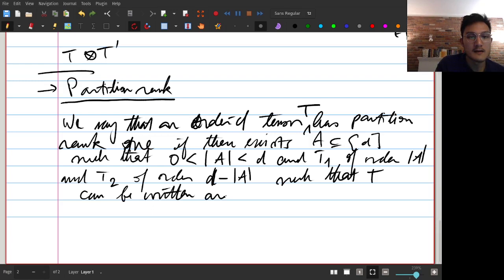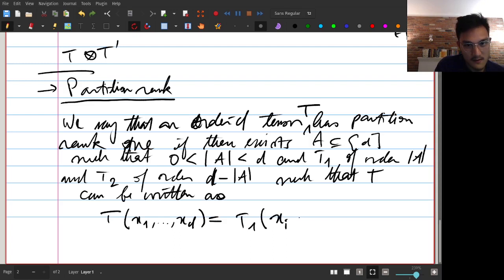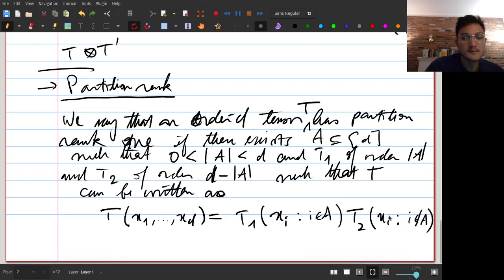T of X1 up to XD is T1 of all the Xi such that i is in A, and then T2 of everything that's not in A. By rights there's going to be size of A number of variables, but we're going to index them by the actual numbers in A. Or you can renumber them from 1 to the size of A if you really want. And then the same thing for everything that's not in A. Okay, so that's partition rank 1.